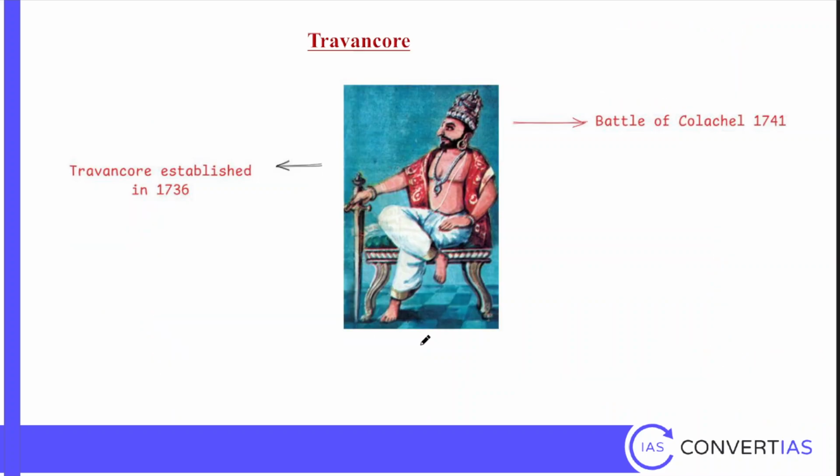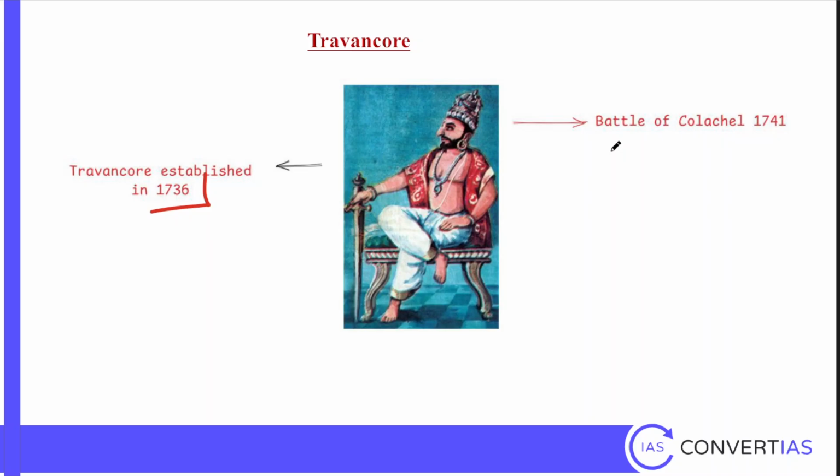Now Travancore, one more important dynasty. In the context of Travancore, the person you see in the picture here, his name is Martanda Varma. He established the dynasty of Travancore in 1736. So it is an independent state. They didn't accept the sovereignty of the Mughals.